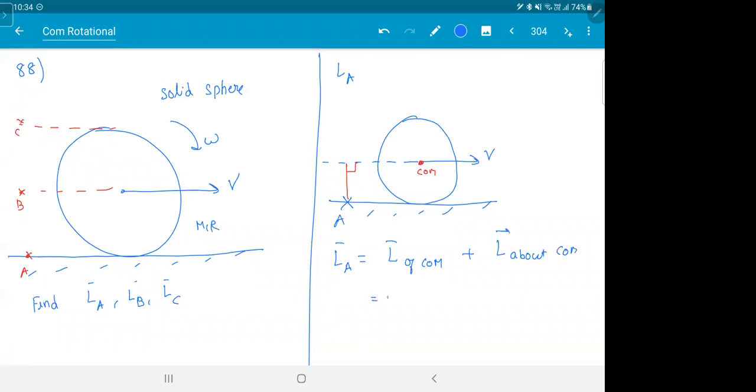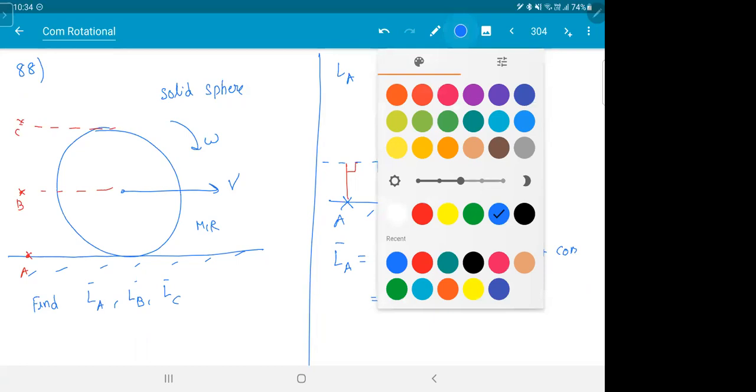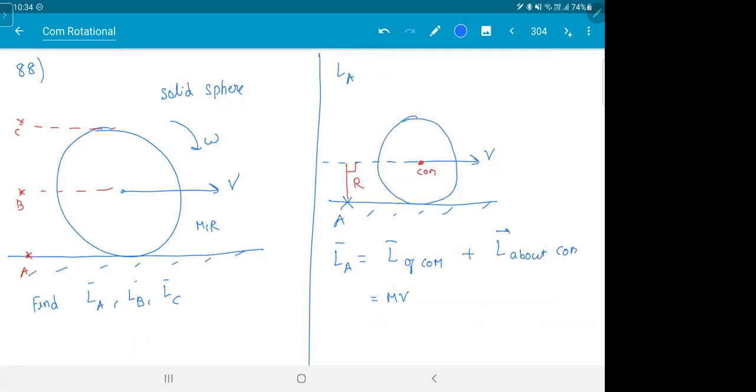So what is it for center of mass? M, V, this perpendicular distance is R. Doesn't make sense? Just extend the velocity vector, drop the perpendicular. You treat center of mass like a particle. What is the direction? Minus k cap.